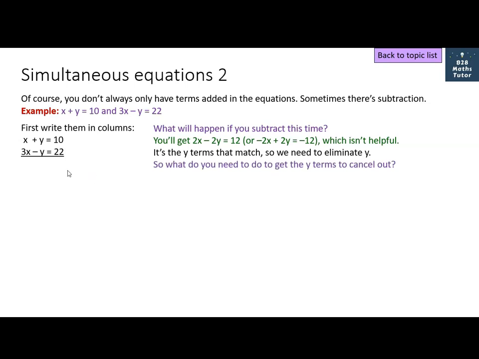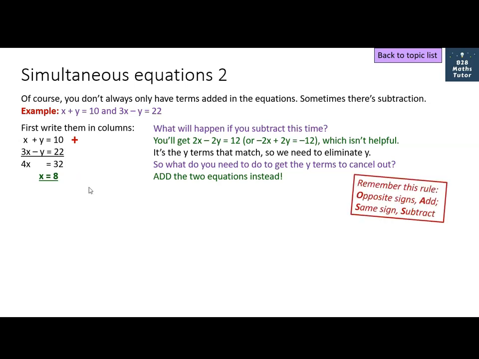So what do you need to do to get them to cancel out? Subtracting doesn't work, but adding does. If you've got positive y and you add negative y, you get 0, don't you? So let's add the two equations, and that means we need to add everything else as well as the y's. So we get x plus 3x is 4x, and y plus negative y is 0, and 10 plus 22 is 32. So 4x is 32, divide both sides by 4, and you get x equals 8.